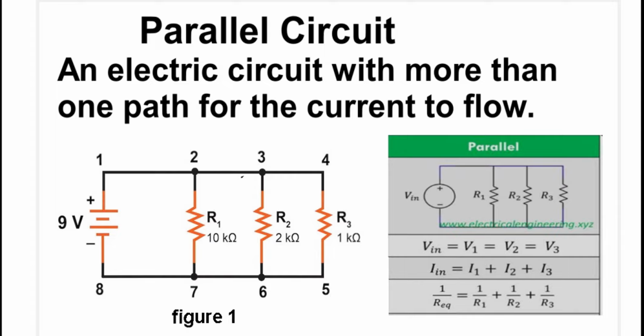Now, there are some key things you need to know about parallel circuits. The first thing you need to note is that the current flowing through resistance 1, which is 10 kilo ohms, is different from the current flowing through resistance 2, which is 2 kilo ohms. It is also different from the current flowing through resistance 3, which is 1 kilo ohm. The current is different when you are talking about a parallel circuit.